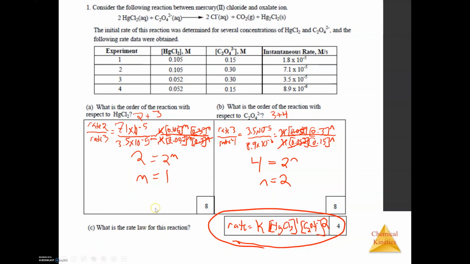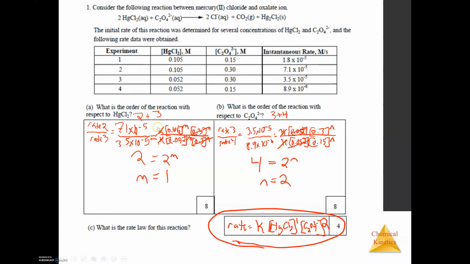So this is an example where you have HgCl2 reacting with C2O4 2 minus, and what we observe here is we have HgCl2 data, and then we have the oxalate data provided for us, and then we have the rates. So in the first part A, which says what is the order of reaction with respect to HgCl2, I used experiments 2 and 3 because I want to make sure that oxalate stays constant, whereas the HgCl2 changes.